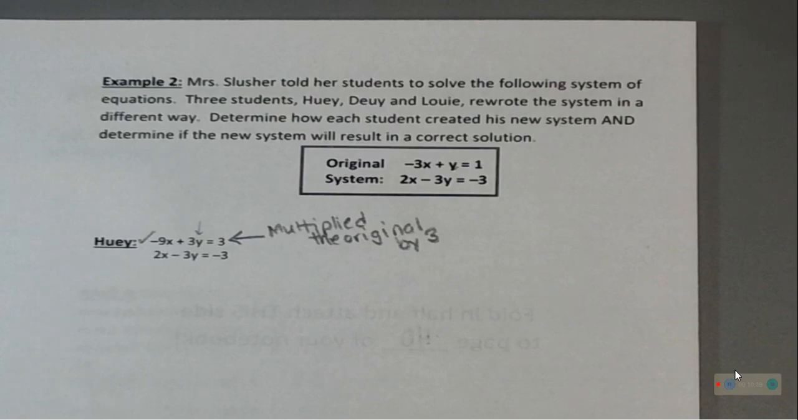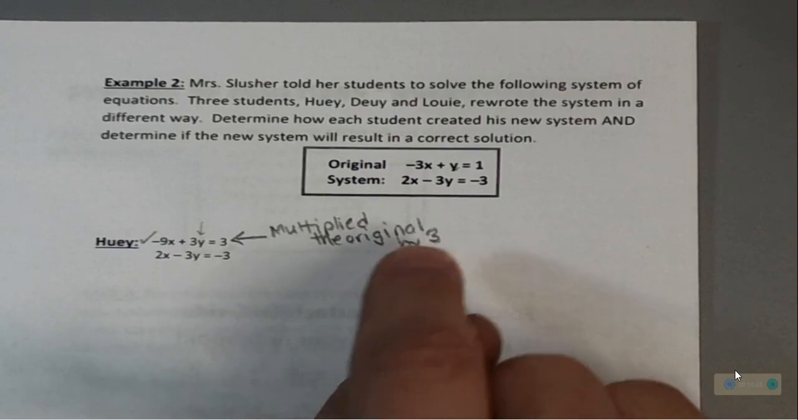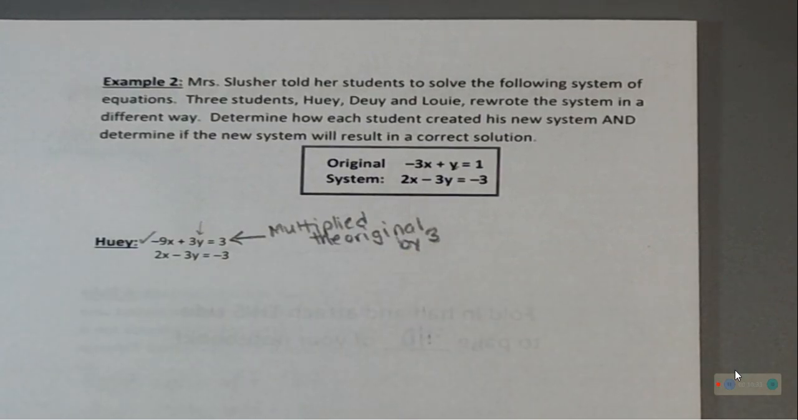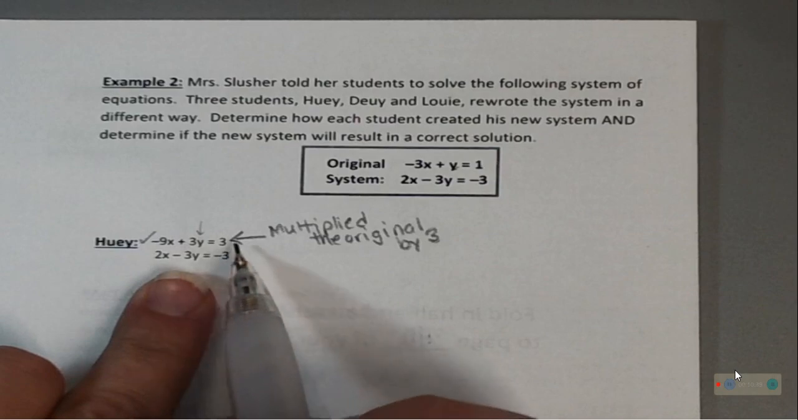Now, did it tell me I have to solve this? Mm-mm. It just says, this is why I call these wordy problems. There's a lot of words telling you what to do, and you respond with a lot of words, all right? So you were told, determine how each student created his new system. You did that. He multiplied the original top equation by 3, and determine if the new system will result in a correct solution. Did he correctly get opposites like he was supposed to?